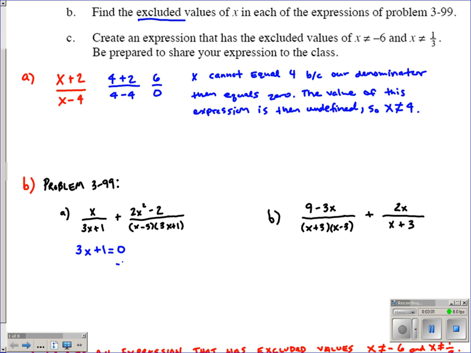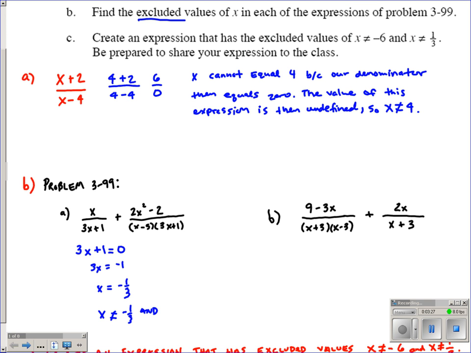So I'd subtract my 1. I have 3x equals negative 1, divided by my 3 on each side, and I get x equals negative 1/3. So I know if x equals negative 1/3, it's going to make the denominator of this fraction equal 0. So I can say then that x cannot equal negative 1/3.